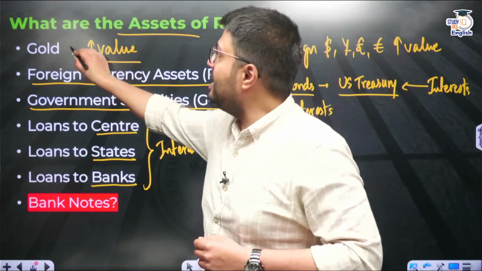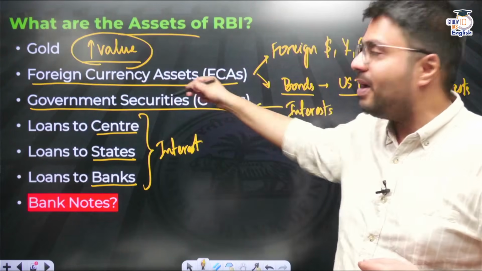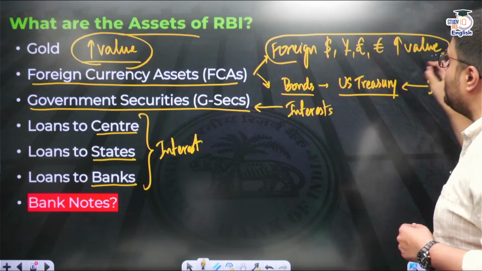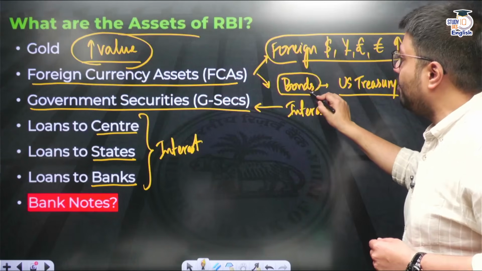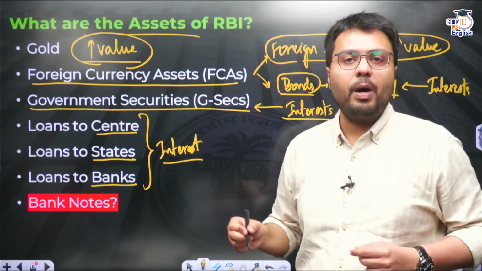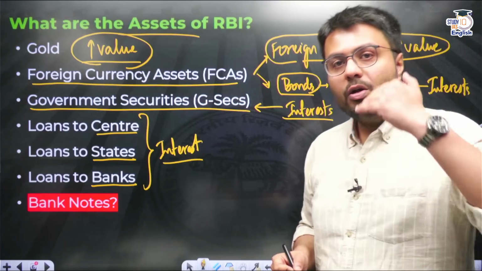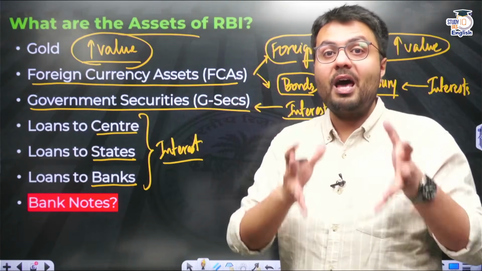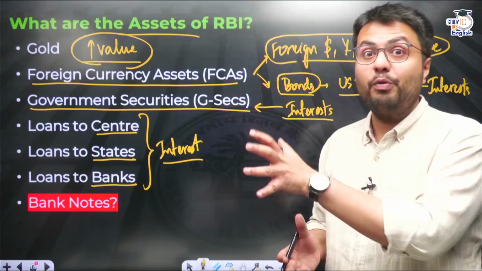So this increase in value of gold, or the appreciation in the value of gold, appreciation in the value of foreign currencies, interest from bonds issued by foreign governments, the Government of India, or the loans it gives to other entities are the kinds of assets which enable RBI to earn lakhs and lakhs of crores of profit every year.